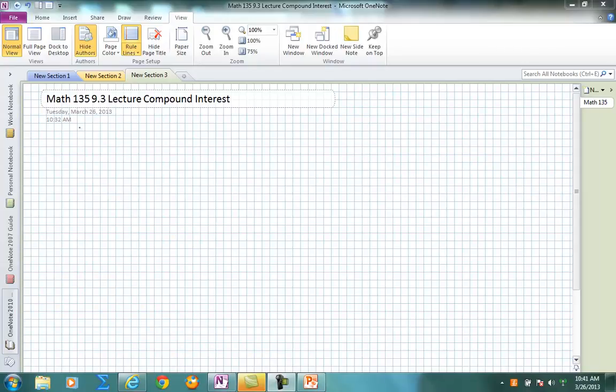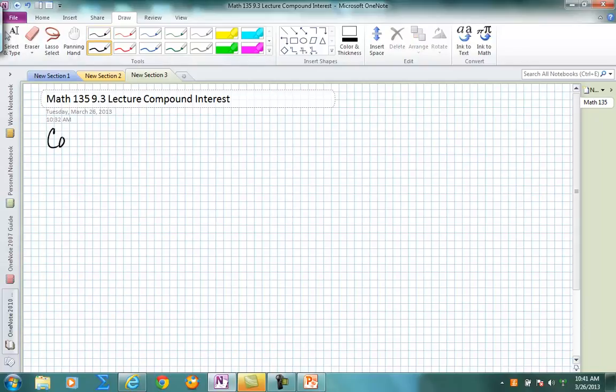In section 9.3, we're going to be talking about compound interest. And in compound interest, you are earning interest on what you have deposited into the bank. And each day you earn interest that is added on. So you're earning interest on the interest that you've had in the past. So it builds up daily or whatever amount of time that it is compounded.